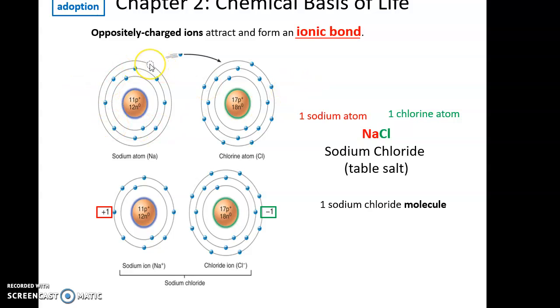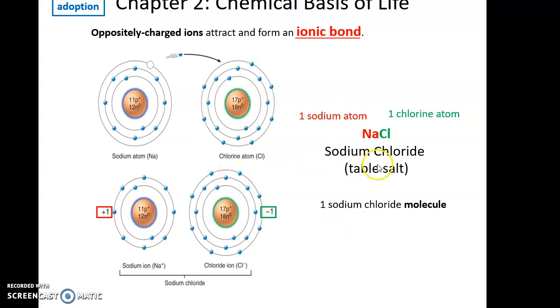So here's sodium. Sodium has 1 electron in its outermost shell. Here is a chlorine atom. Chlorine has 7 electrons in its outermost shell. So that electron in the outermost shell of sodium leaves sodium and is adopted by the chlorine. Now we have a positively charged sodium ion and a negatively charged chlorine ion. They then have an ionic bond because of that attraction, and they become the compound sodium chloride. So 1 sodium atom and 1 chlorine atom become sodium chloride, which is actually salt, normal table salt.